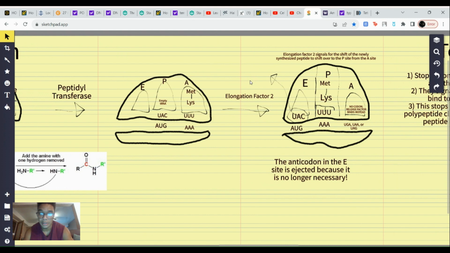Then translation factor, known as elongation factor 2, is activated. Elongation factor 2 is often activated by GTP again. The breaking of the GTP to GDP and inorganic phosphate moves the polypeptide back to the P site, so that the next codon in this mRNA sequence can be bound to an anticodon on the A site.